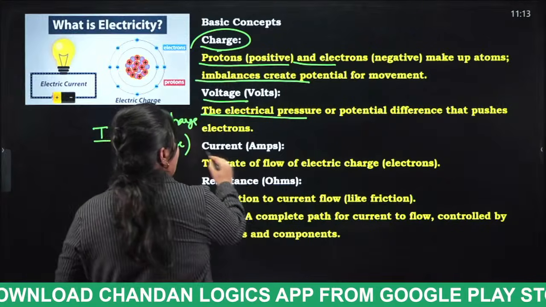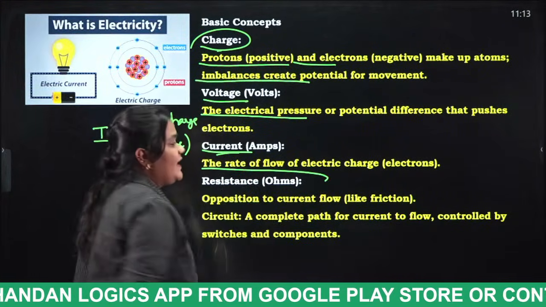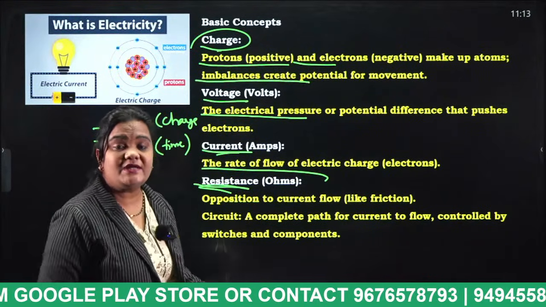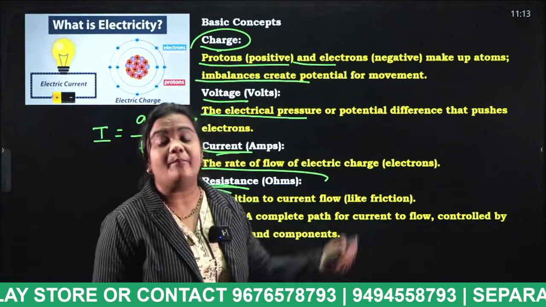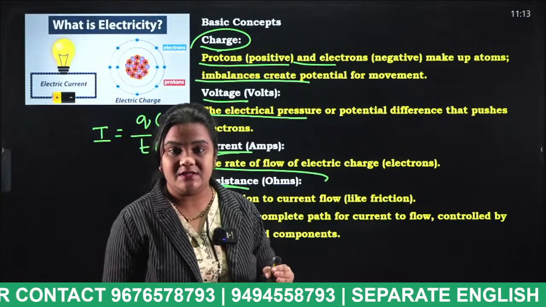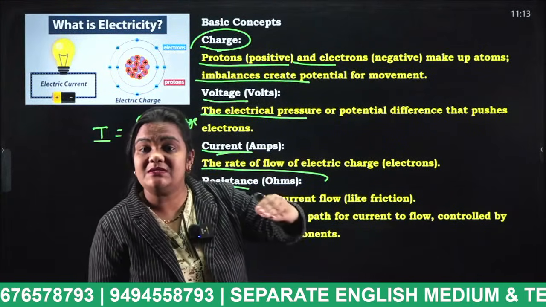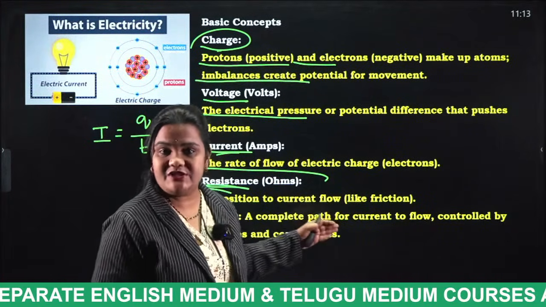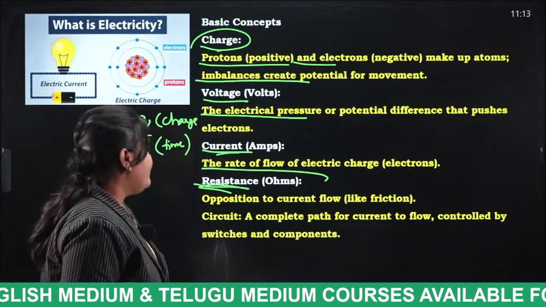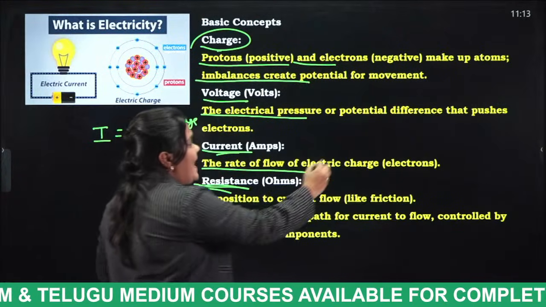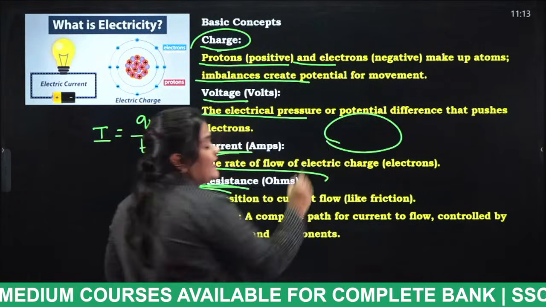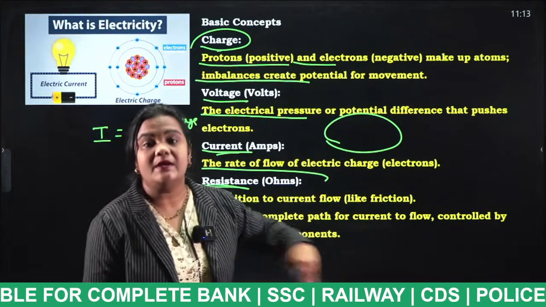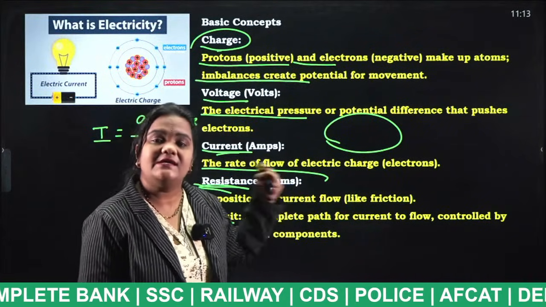Next, what do you mean by current? The rate of flow of electric charges. Just now we have discussed. What do you mean by resistance, students? Resistance is nothing but opposition to the flow of charges. When there is a disturbance for the flow of current, that term is considered as resistance. Next, what do you mean by circuit? The path through which the current is flowing in a closed manner is considered as a circuit.